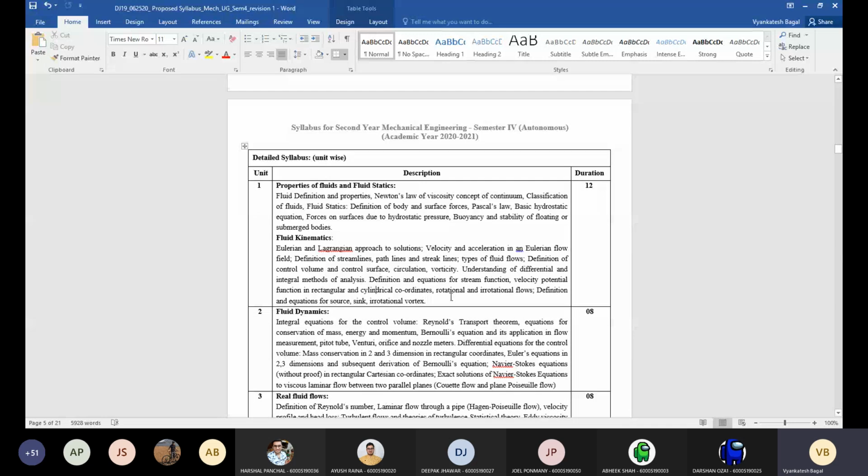Then a few more definitions, which will be a very superficial treatment for the last line, that is, definition and equations for source, sink, and irrotational vortex. This is the introductory part. But up to this point, there will be full treatment, theoretical as well as numerical, for fluid kinematics. A lot of numericals will be solved during this.